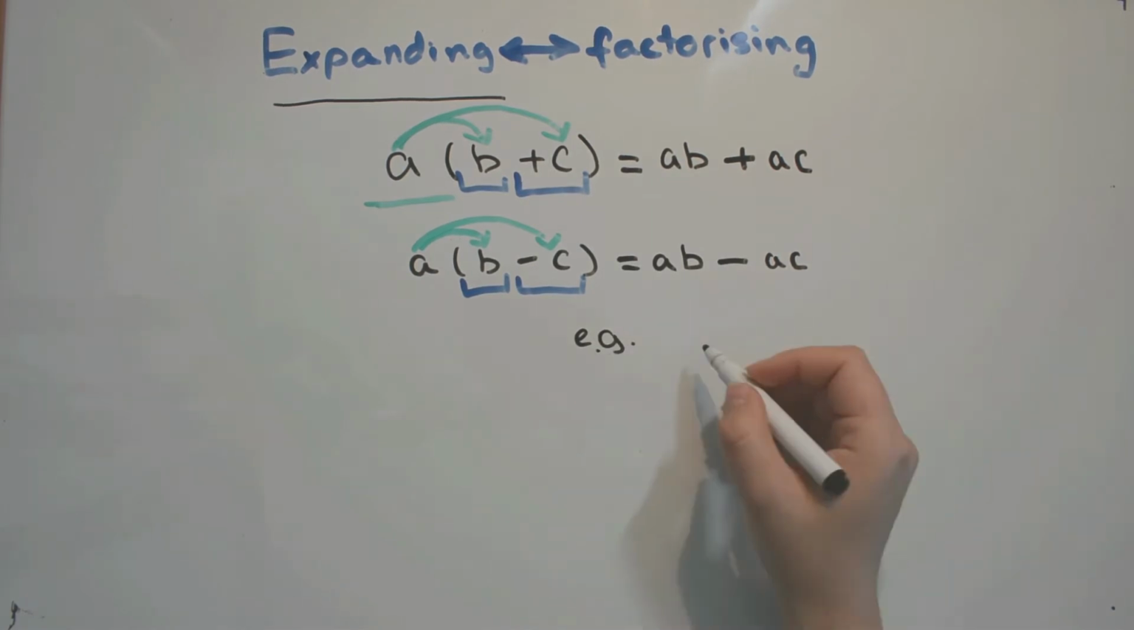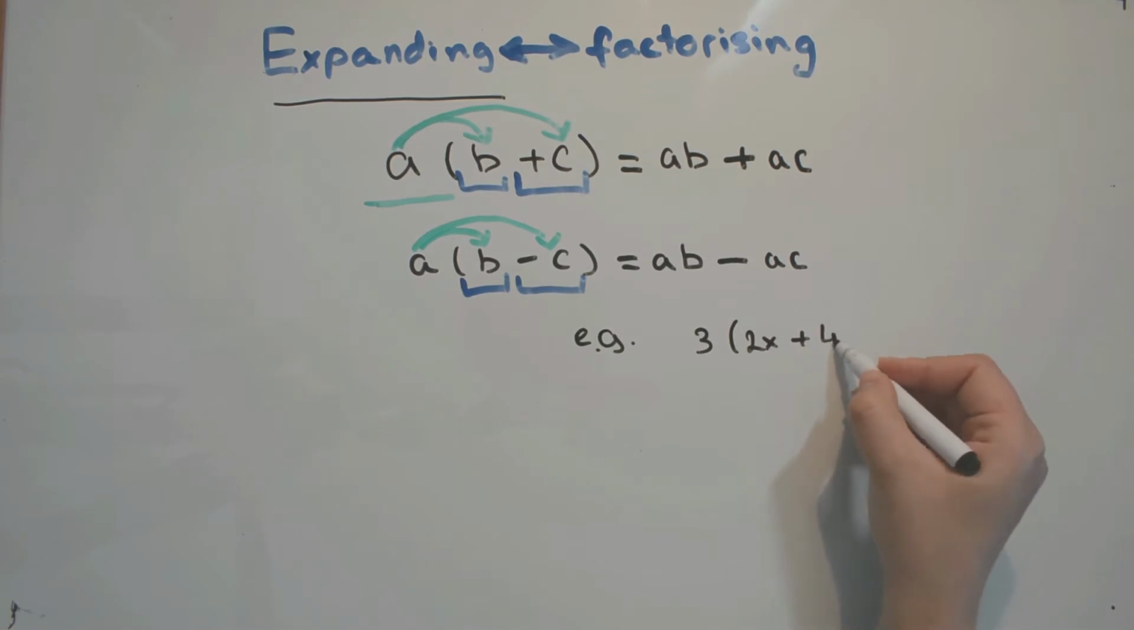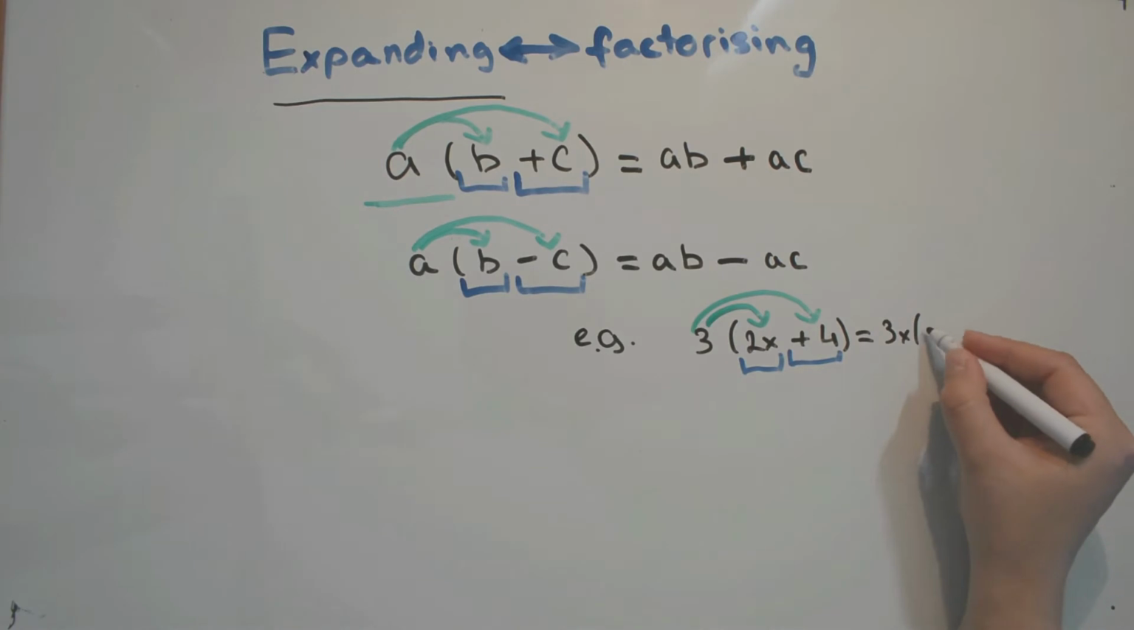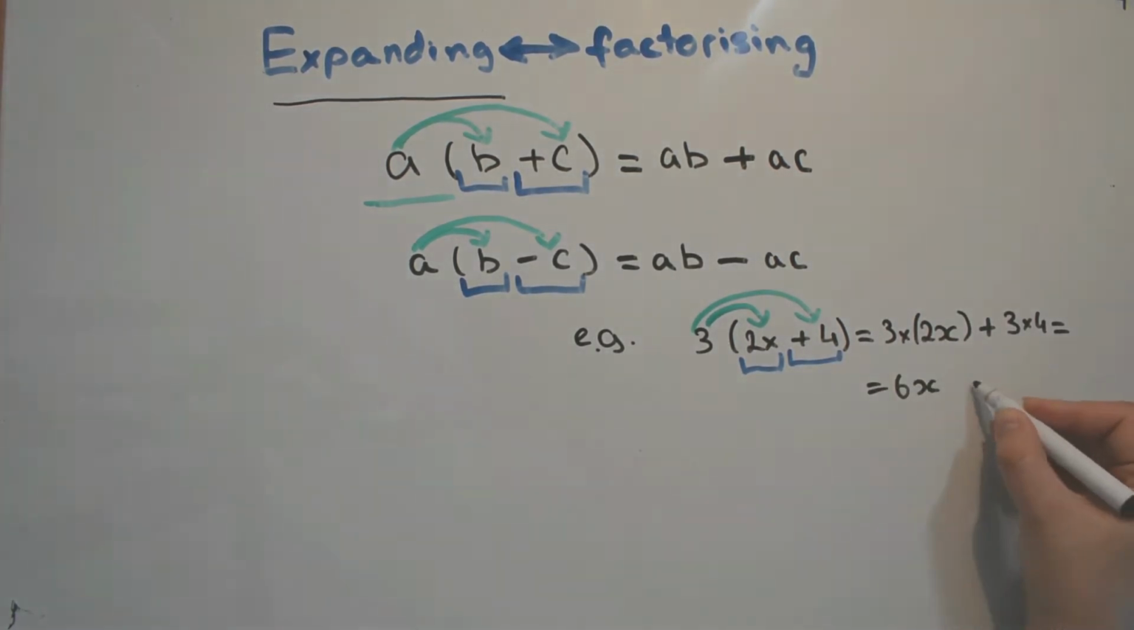First example we have will be 3 times 2x plus 4, and when I times it I'll be multiplying 3 times 2x plus 3 times 4, so that will become 6x plus 12.